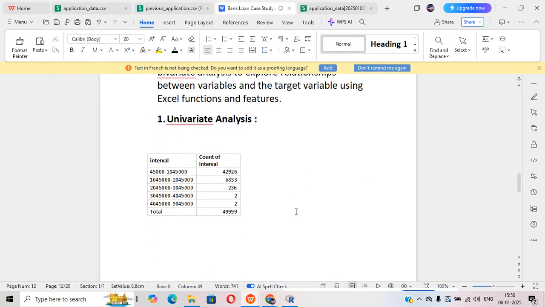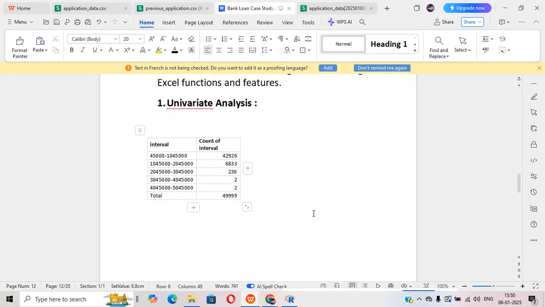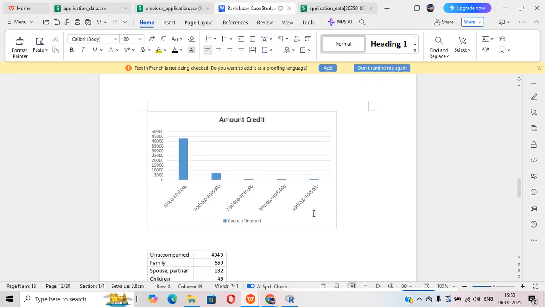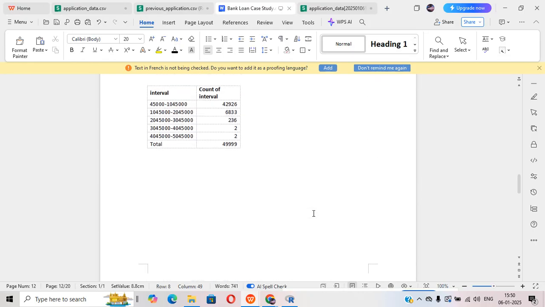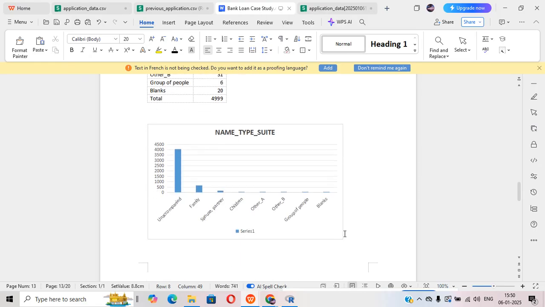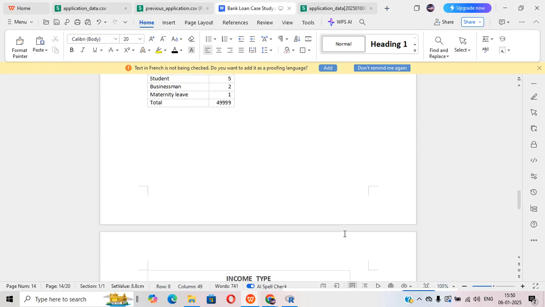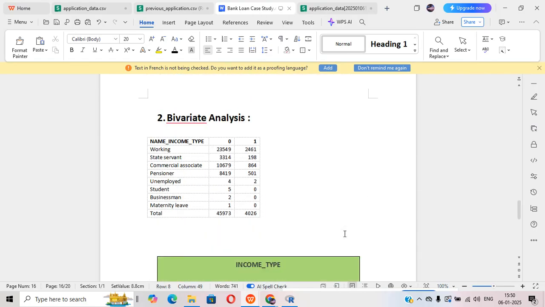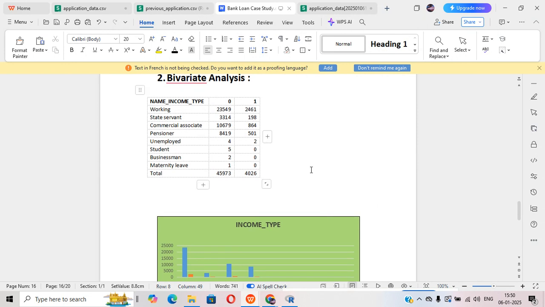This is the univariate analysis I have done. I have attached the screenshots of count and screenshot of charts also. The same way for bivariate analysis also.